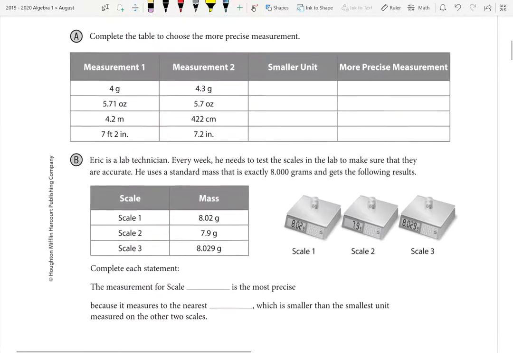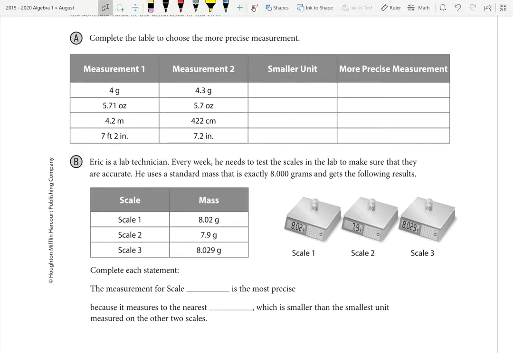So when we look at these here in A, complete the table and choose a more precise measurement. Here we have two measurements: 4 grams and 4.3 grams. Now when this box says smaller unit, we're looking for what unit is not rounded, in a sense, or what decimal place it goes to.